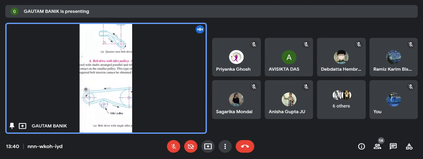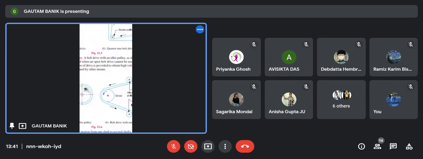A guide pulley is required when the length of the belt is large. Then you can attach the guide pulley and operate easily. But you need not cut the belt for fitting purposes. So you can adjust the guide pulley and rotate the driver shaft, and power transfers from the driver shaft to the driven shaft. This is in the case of an open drive.